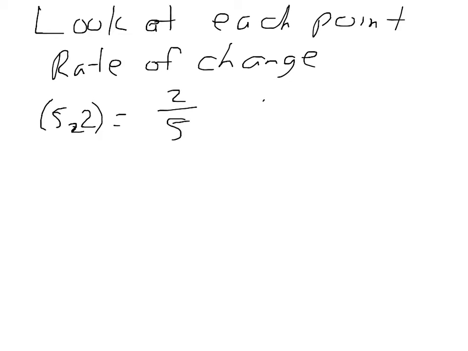What was the second ordered pair? 10, 4. So what would be the rate? It would be 4 over 10, but what's 4 over 10? 2 over 5. You seeing the pattern here? Yeah. All of the rates are going to be the same.